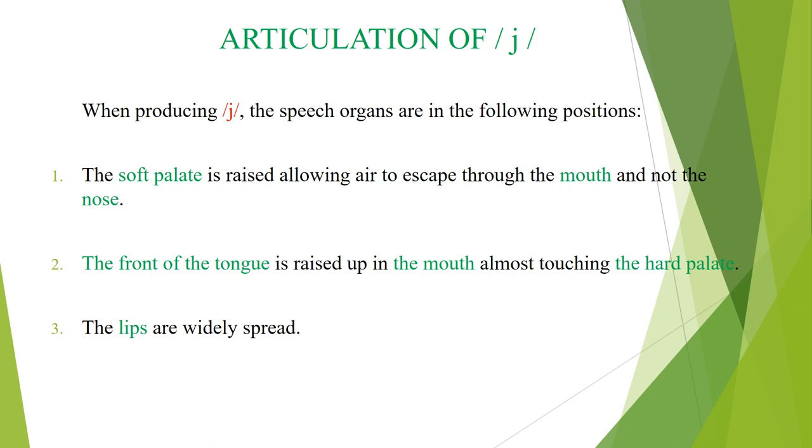When ye is being articulated, the speech organs are in the following positions. First, the soft palate is raised, allowing air to escape through the mouth and not the nose. Second, the front of the tongue is raised up in the mouth, almost touching the hard palate. Number three, the lips are widely spread.